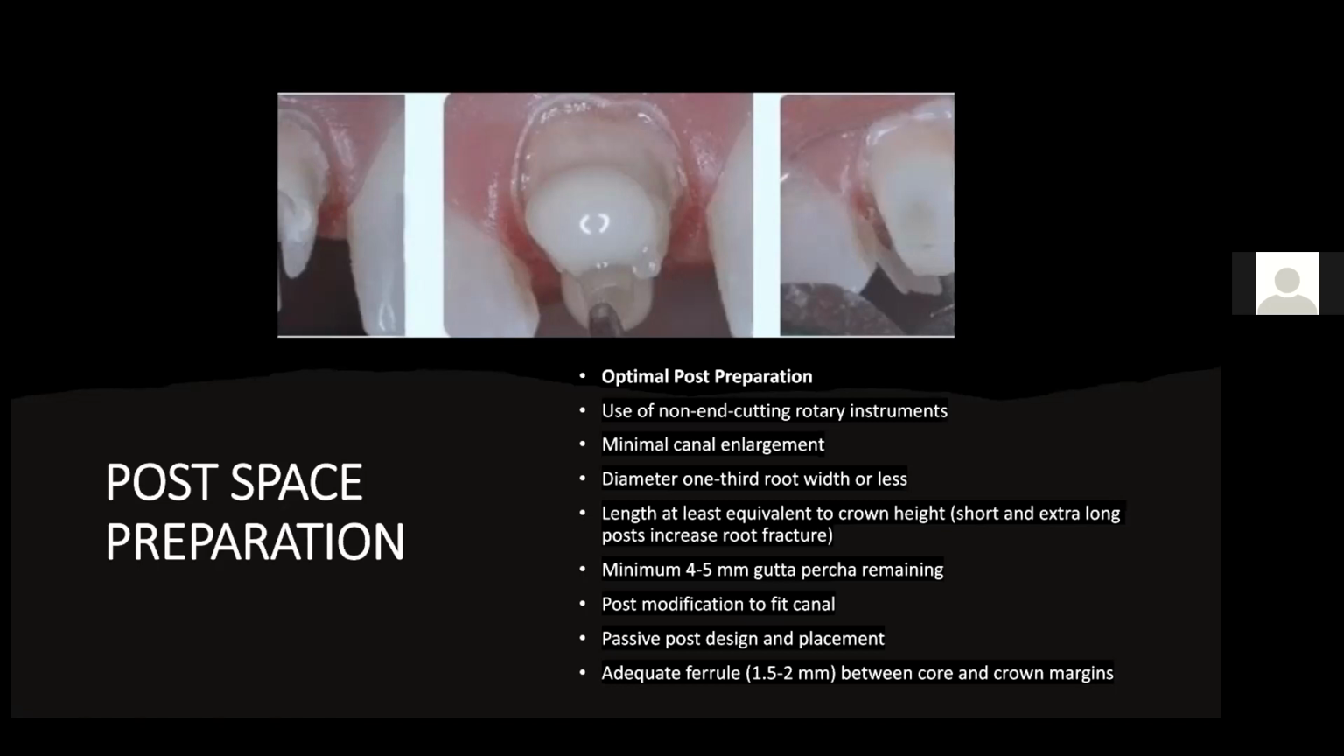Next, we have to have 4 to 5 millimeter of obturation material remaining and post modification to fit the canal, passive post design and placement, and adequate ferrule, as I mentioned earlier. Now, minimal canal enlargement is very necessary to reduce further weakening of the tooth. And sometimes we have to adjust the post to fit the canal if the drill matched post dimension do not seat to the intended depth.